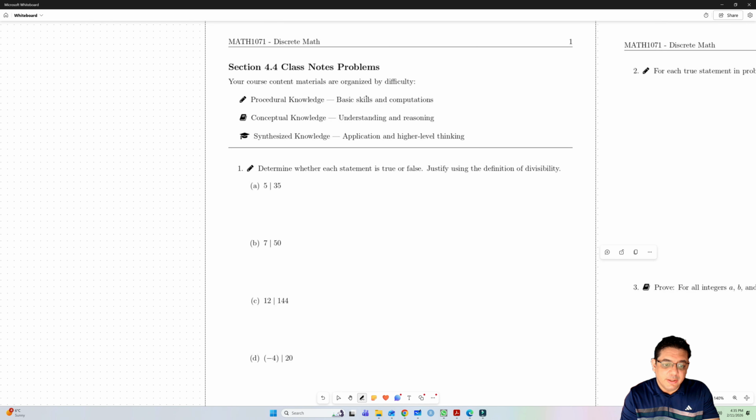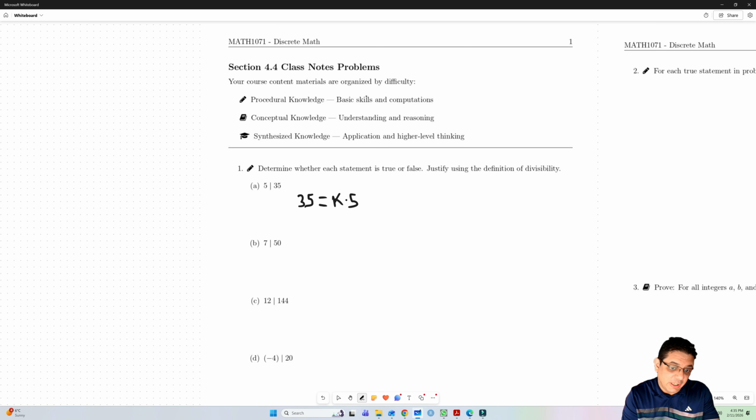So first, we have 35 is divisible by 5, and this is actually true because 35 can be expressed as a multiple of 5. The idea is that you should be able to see 35 as k times 5 for a certain integer k, which in this case is going to be 7, right? 7 by 5 is 35. So because we have an integer that exists, that makes that true, so this is going to be true. 5 divides 35.